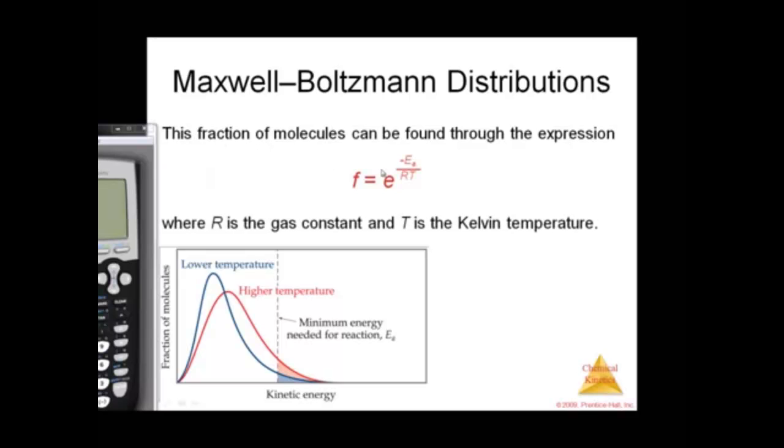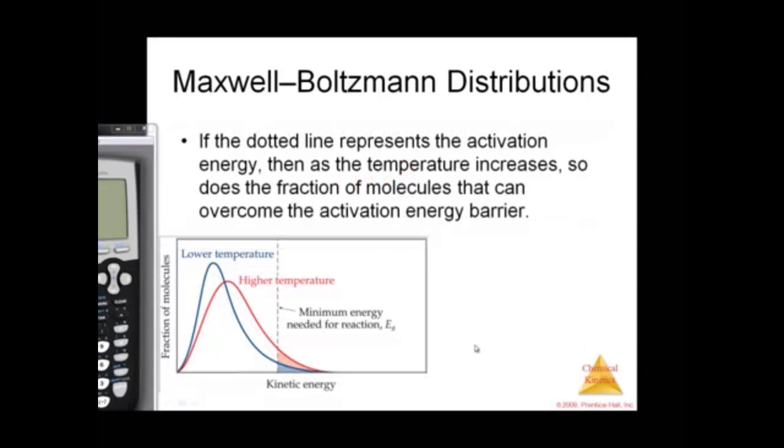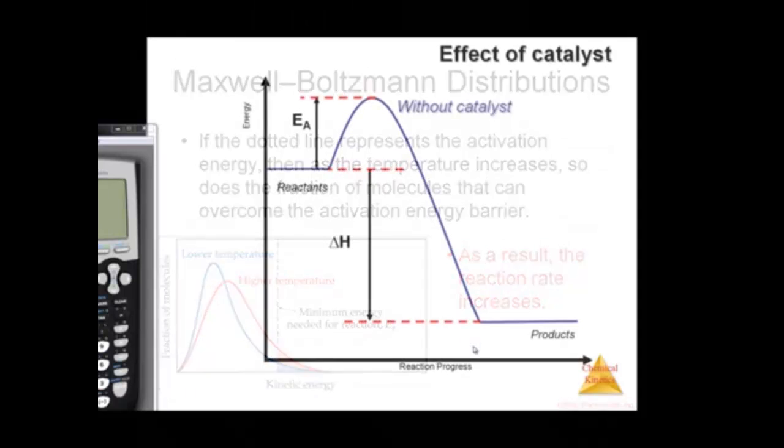So we can define the fraction of the molecules, and don't worry about this equation, but it's related to the activation energy, R, which is the gas constant, and T, which is the Kelvin temperature. Okay? So as we get enough molecules higher in energy, the reaction rate increases. Okay?